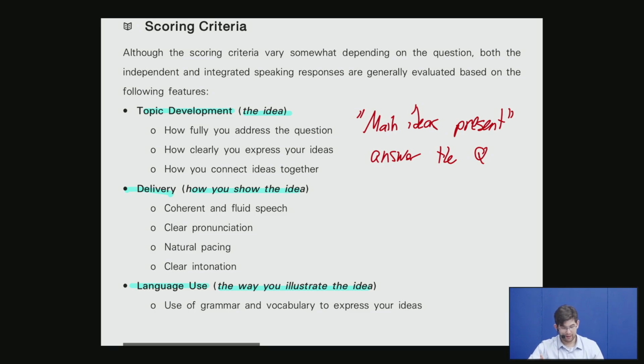Now, our delivery is how these ideas are being communicated. So is it coherent? Do the words flow nicely through each other, as we talked about that water analogy? Are you pronouncing words clearly? Do you have a heavy accent? Are you enunciating our syllables as we need to? Is your pacing consistent? Is it natural?